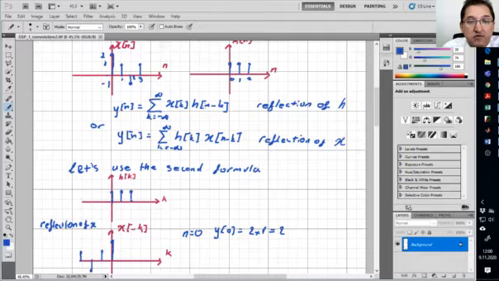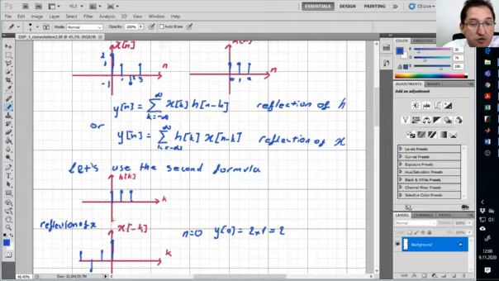In this formula, as you can see, n becomes 0, x[0 minus k]. This is n equals 0. If we multiply h[k] and x[minus k], this is the multiplication of h[k] and x[minus k]. This is for n equals 0. We have y[0]. This is 1 and this is 2. The only output here is 2 times 1, which is 2.